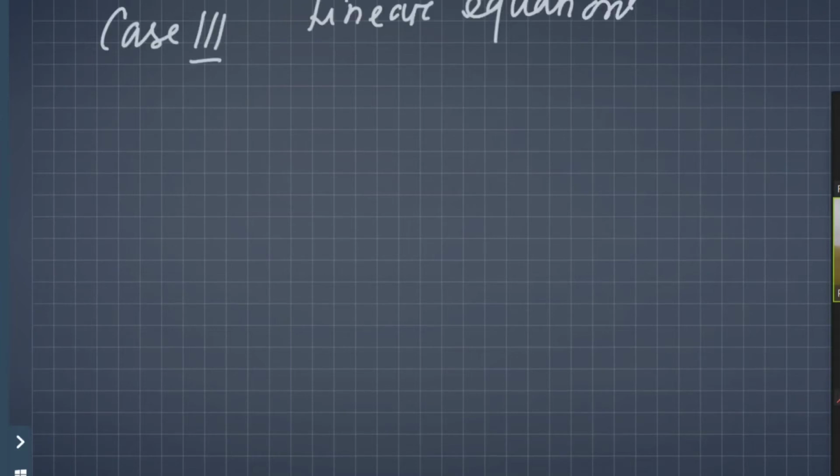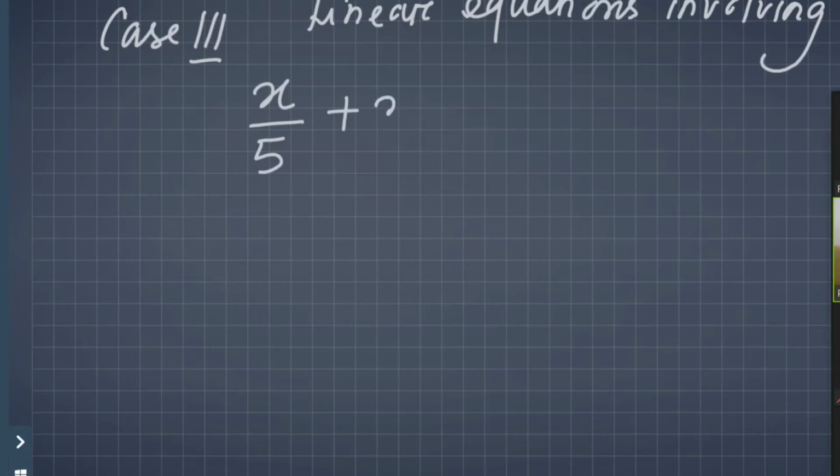The third case, that is case 3, in which there will be linear equations involving fractions. Exactly. So linear equations involving fractions means, suppose you have been given the question x by 5 plus x is equal to 12. So over here you can clearly see that this is a fraction which has been given to you.